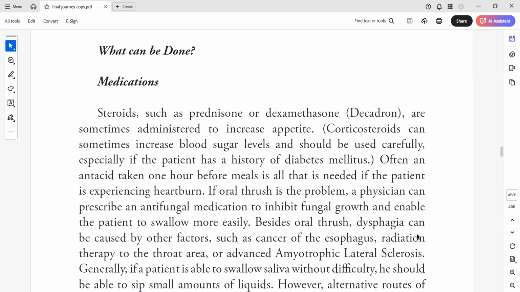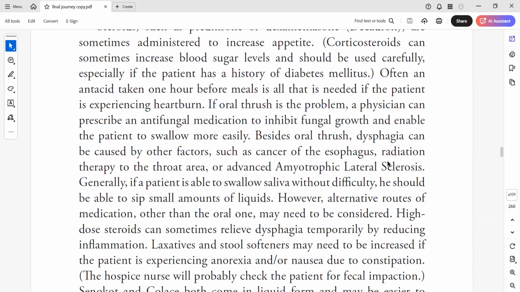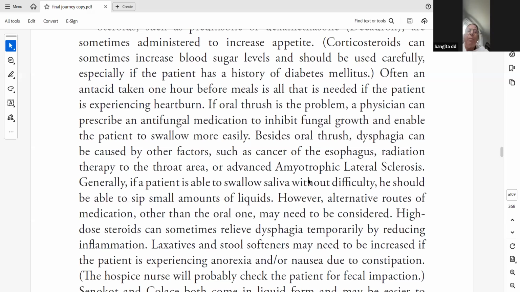Besides oral thrush, dysphagia can be caused by other factors, such as cancer of the esophagus, radiation therapy to the throat area, or advanced ALS. It's amyotrophic lateral sclerosis, ALS, basically. Another name for it is Lou Gehrig's disease. That was a famous ball player back in the day who had it, and then they named it after him, Lou Gehrig. But basically, it's amyotrophic lateral sclerosis, or ALS.